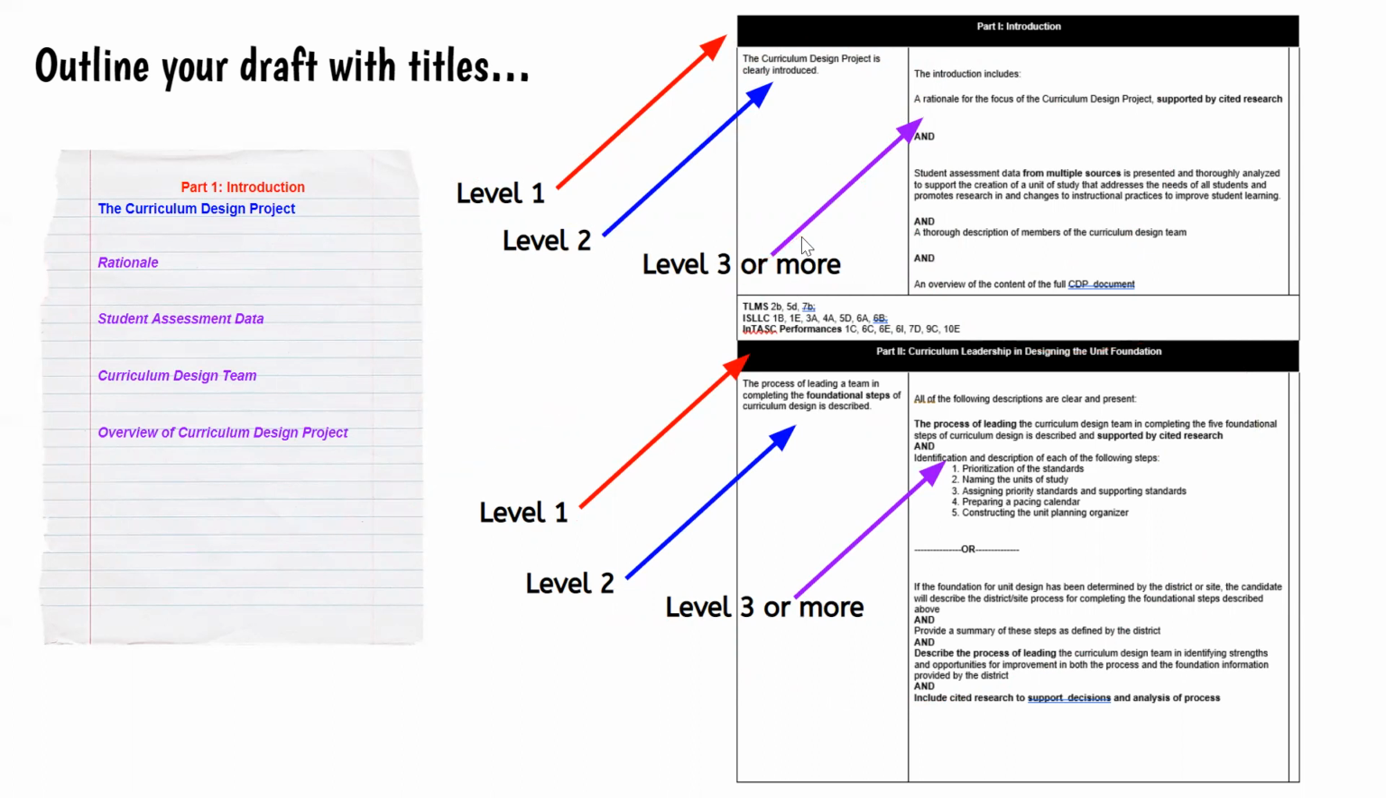There might be details where I need to move those sections. Maybe I want to talk about the student assessment data and then have a rationale at the end. So these are working, moving pieces, but this is how I start.